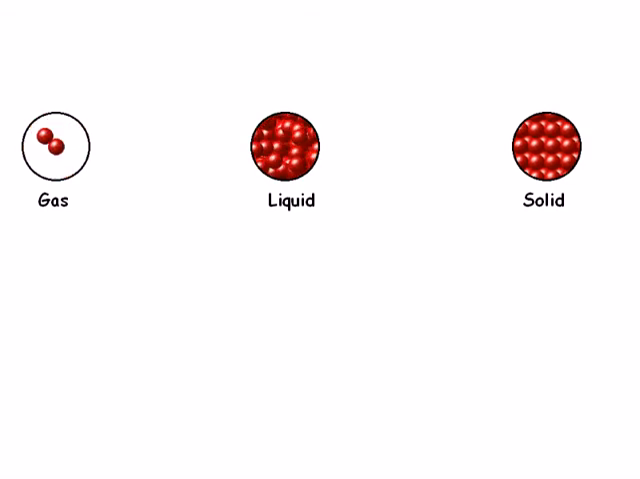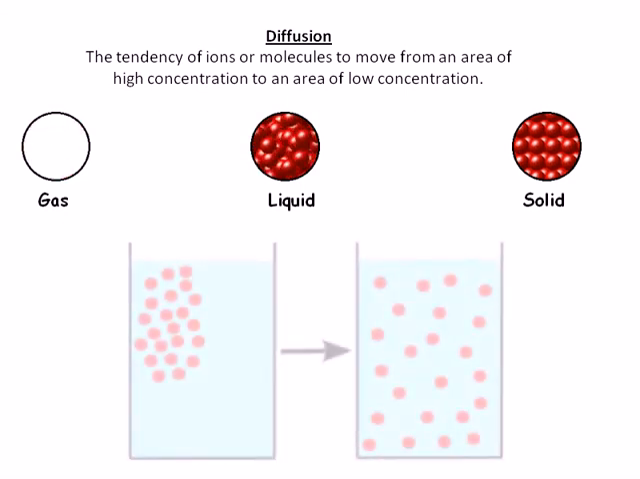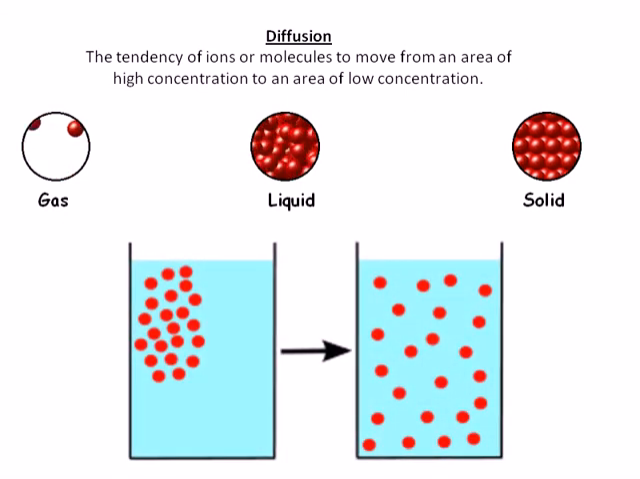As a result of this motion and resulting collisions, in an open environment, molecules tend to move from an area of higher concentration to an area of lower concentration. This is known as free diffusion. This diffusion occurs until the substance has dispersed equally throughout the environment. Though the molecules or ions continue to move, there is no net movement because the substances are equally dispersed. This is called equilibrium.